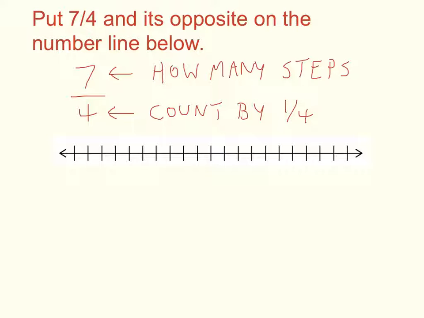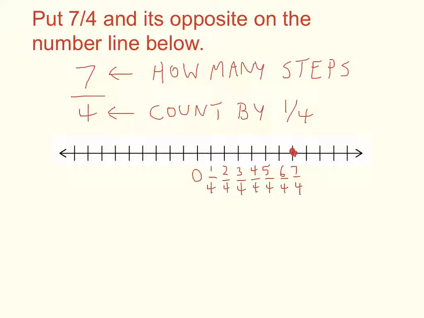As always, we have to put a 0 on our number line, and then I'm counting by 1/4: 1/4, 2/4, 3/4, 4/4, 5/4, 6/4, and there is 7/4. We'll put a dot on there. That's where our 7/4 is.